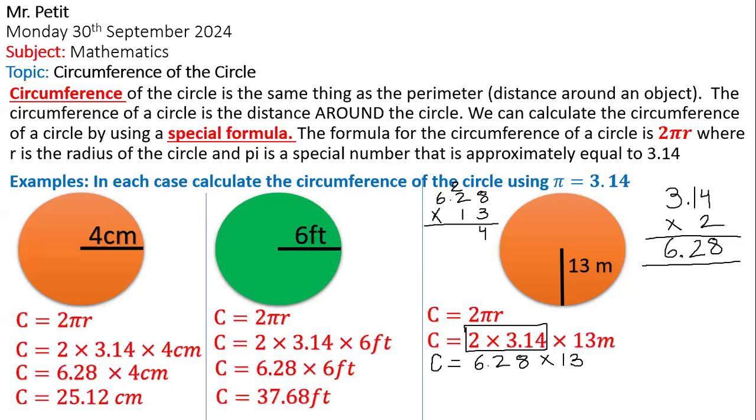So 3 times 8 is 24. Put the 4 down, put the 2 up. What is 3 times 2? 6, plus 2 is 8. So we put the 8 down. And 3 times 6 is 18.